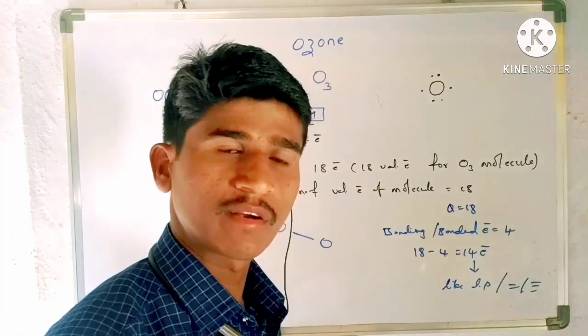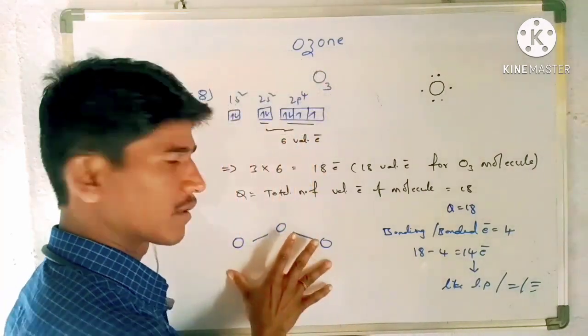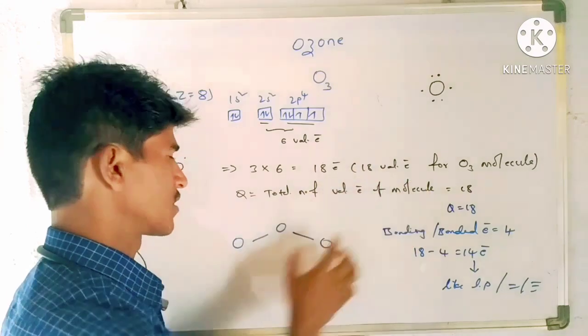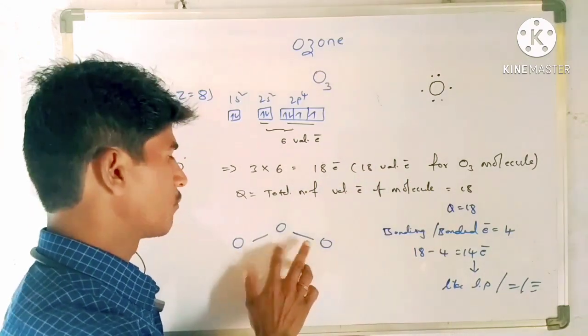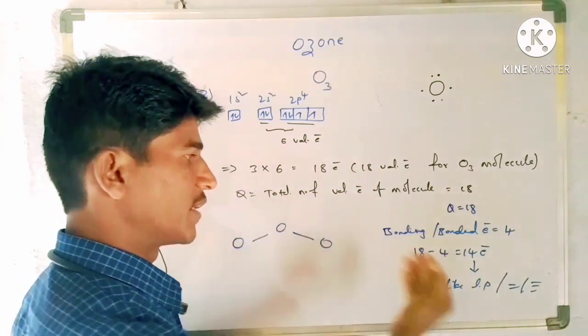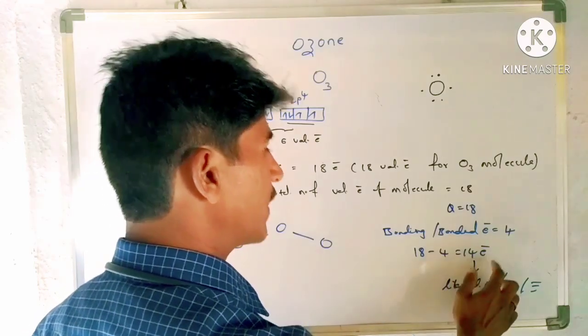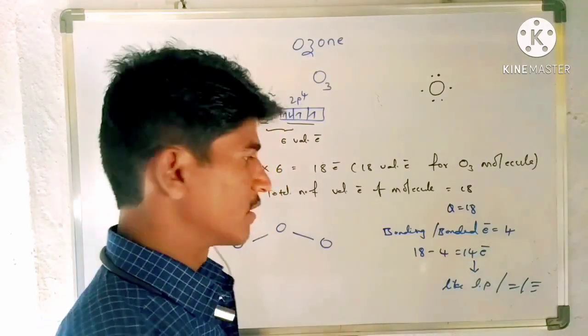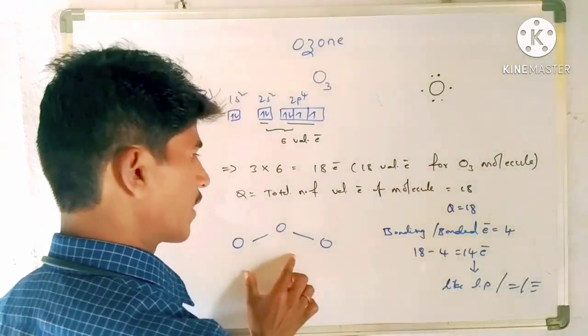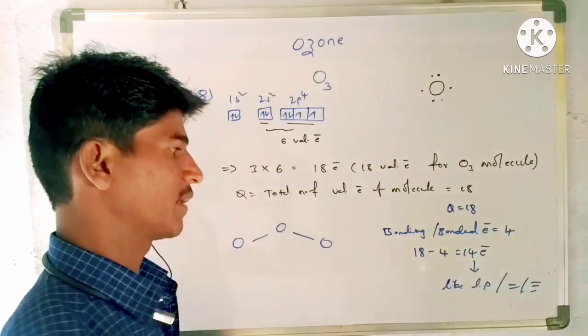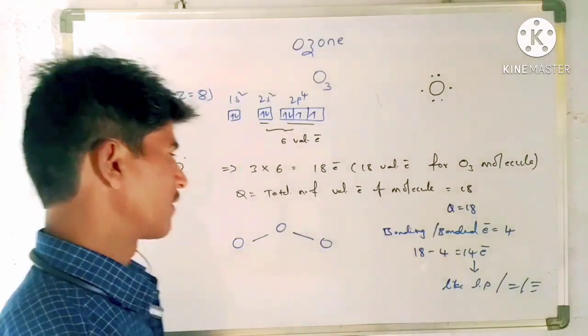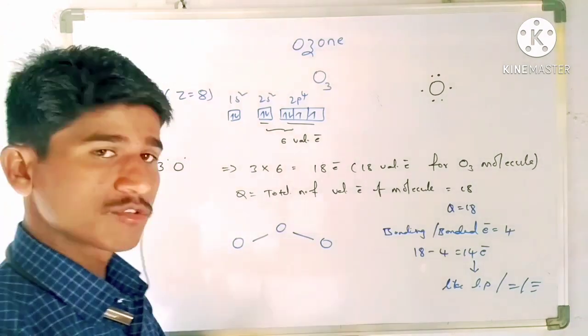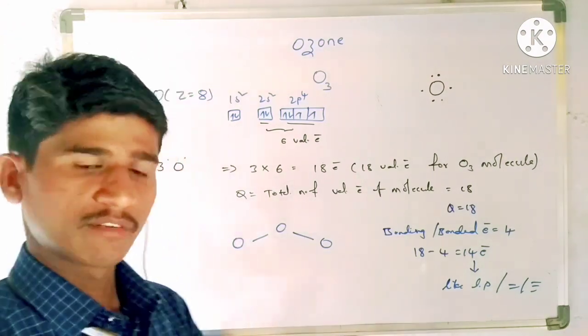First step, what do we have to do while writing a Lewis structure? We have to write the 3 atoms, whatever number of atoms there are, and form the bonds between the atoms. Next we have to calculate the remaining electrons. The remaining electrons are 14, and we have to arrange them. The 14 may be arranged as lone pairs as well as double bond or triple bond.